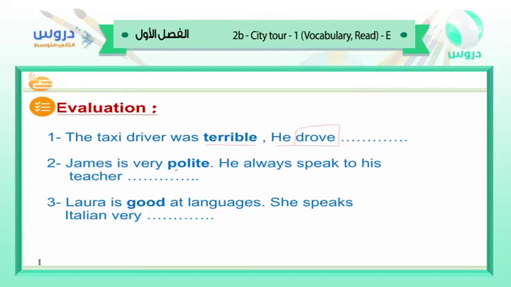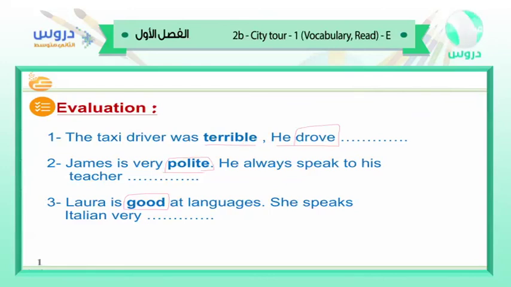James is very polite. He's polite. He always speaks to his teacher. What? He is polite. How something happened. Okay, please focus. Okay, number three. Laura is good. Good, I think, is irregular. At languages, she speaks Italian very blank. Describe how something happened.